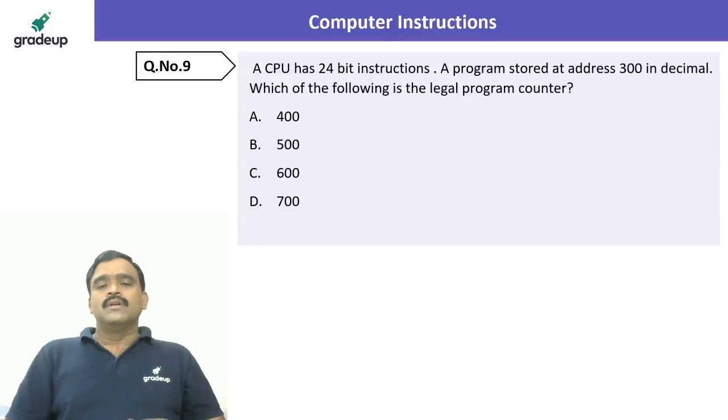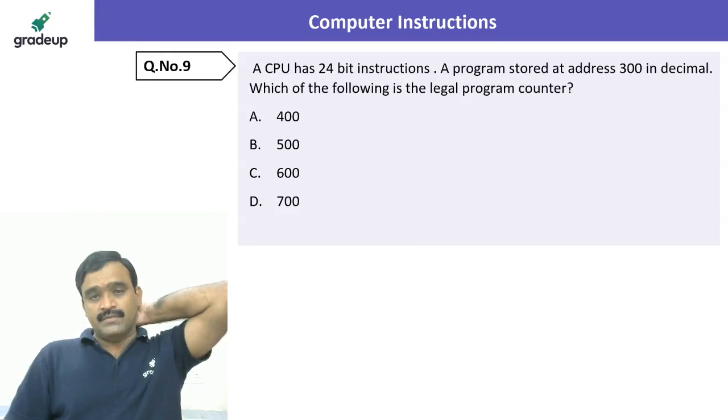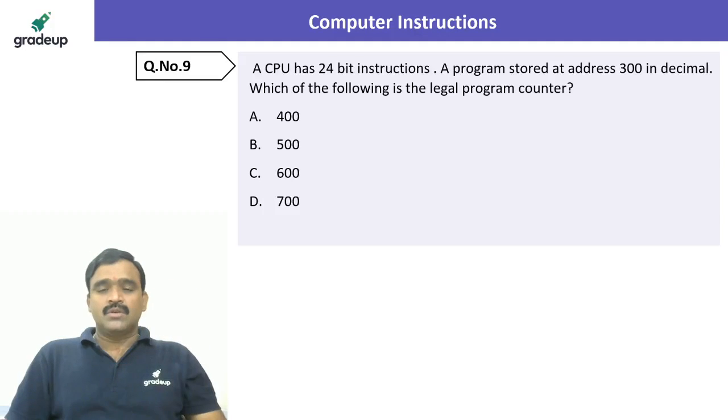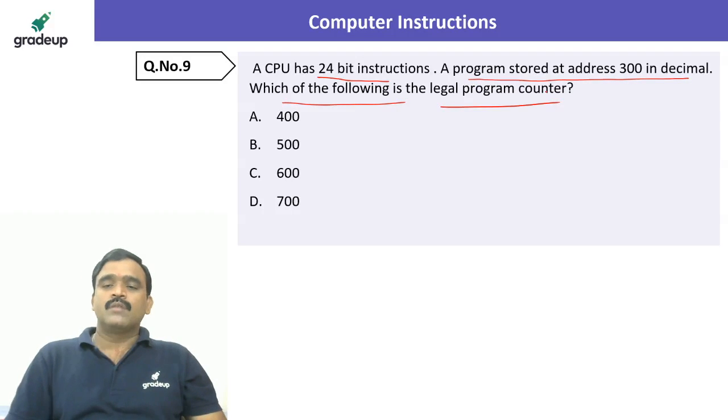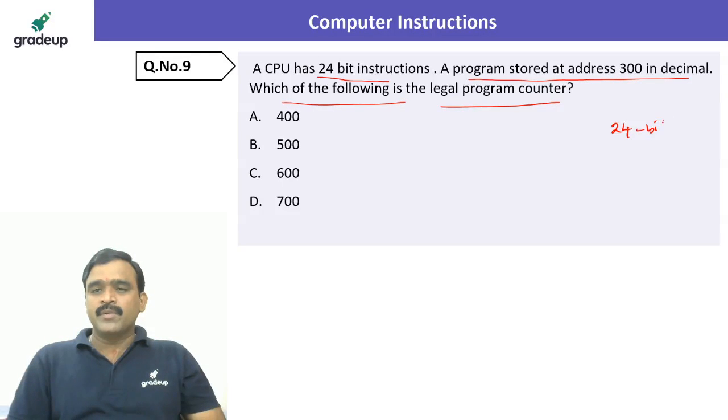Now coming to the ninth question and the last question of today's session. The CPU has 24-bit instructions, that means the size of the instruction is 24 bits. A program is stored at address 300 in decimal. Which of the following is a legal program counter? The program counter stores the address of the next instruction, right? When the instruction is 24 bits, how many memory locations will it occupy?